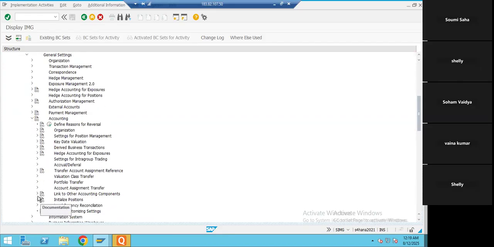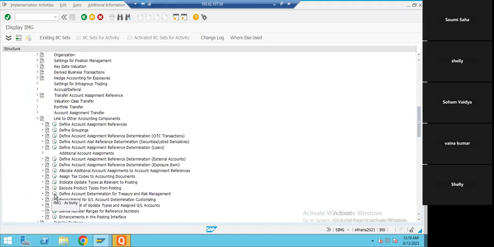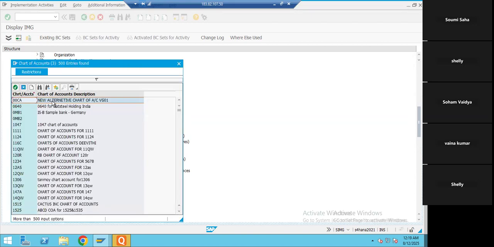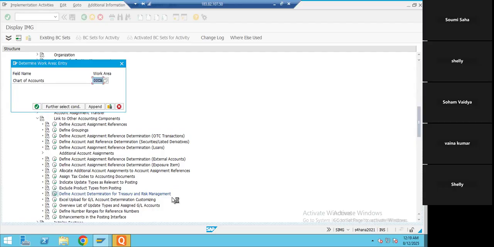So if I go here, link to the account, define account determination for risk and management, whatever your chart of accounts that you're using here, let's take 00CA.